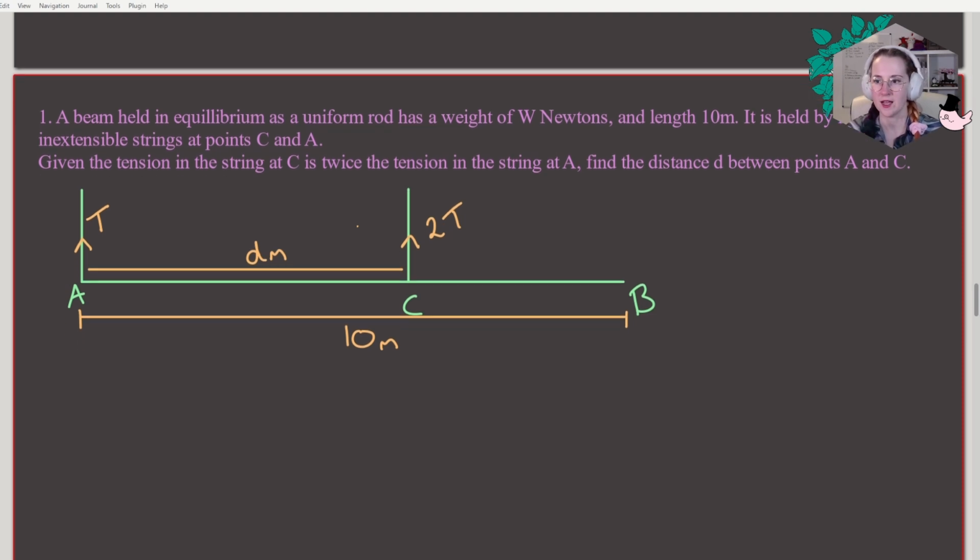Okay? We're also given that the rod is uniform and it has a weight of W. So because it's a uniform rod, we know that halfway along it is where the center of mass is located. It could be anywhere along, but I'm going to assume for the moment that it's here. And it's W newtons, so we can just do W.